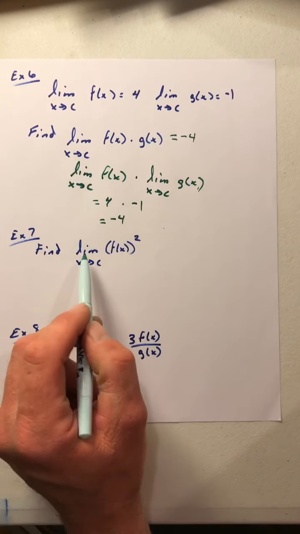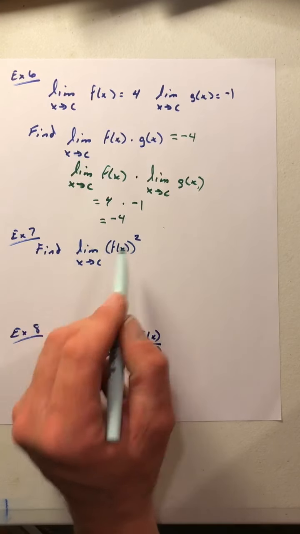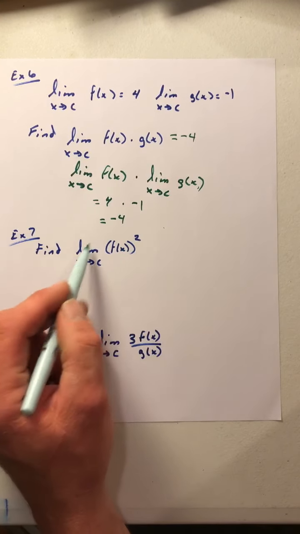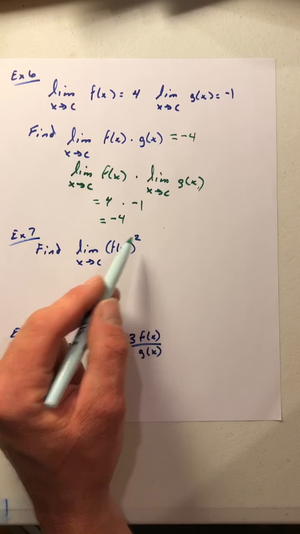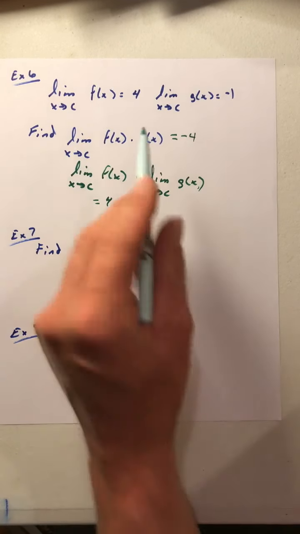Again, with example 7, we know the limit of a function to an exponent. So I could find the limit of the function and then take it to that exponent. The limit of f of x is 4, so I'm going to take 4 and square it. It's going to give me 16.